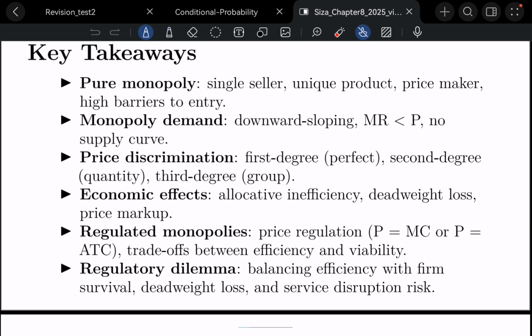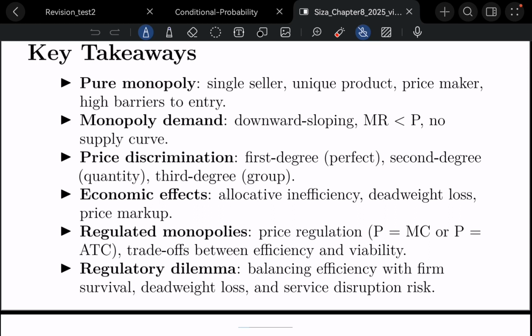And then we talked about economic effects, and what we want to remember with economic effects is price, output, and efficiency. What are the effects on price, output, and efficiency when you have a monopoly versus when you have a purely competitive firm? And then we talked about regulated monopolies. What happens when price is equal to marginal cost? What happens when price is equal to ATC? And how does that compare to where marginal cost is equal to marginal revenue, and the quantity we have to produce at that point?